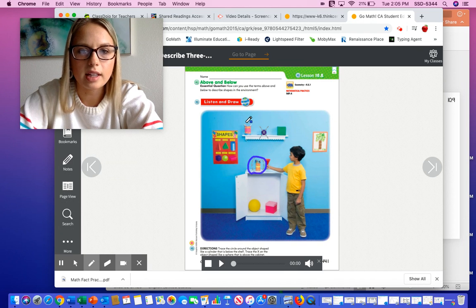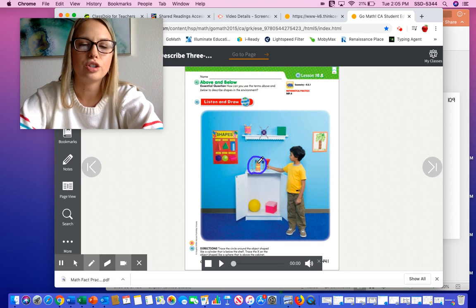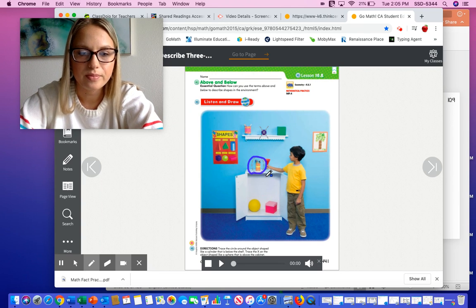It's not this cylinder up here because this one is below the shelf, right? This cylinder is above the shelf. We wanted something below the shelf, so it's this one here.